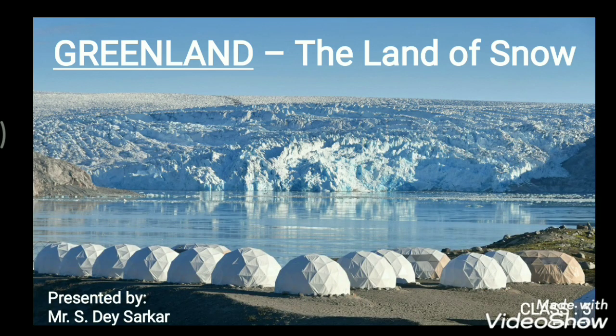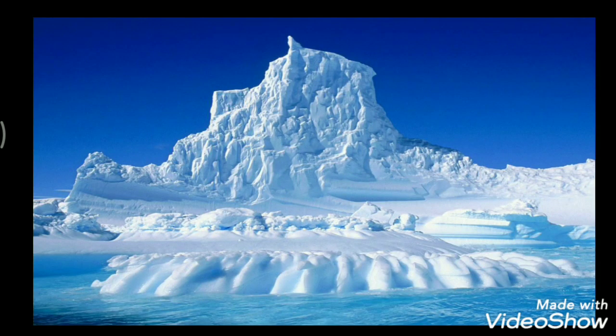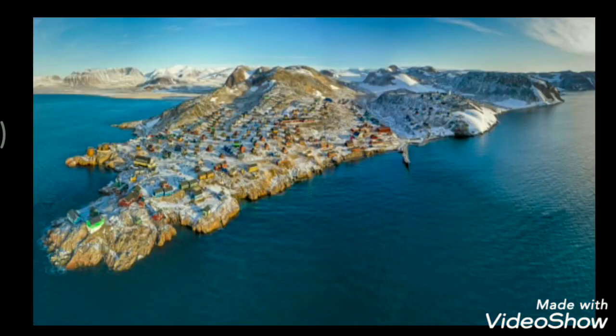So today we are going to start a new chapter, that is Greenland, the land of snow. We have already studied that the areas near the poles are in the frigid zone. We know the climate of the frigid zone: it has extreme cold or polar climate. Greenland is one of the countries which lie in the frigid zone.